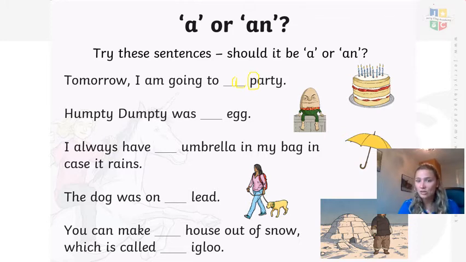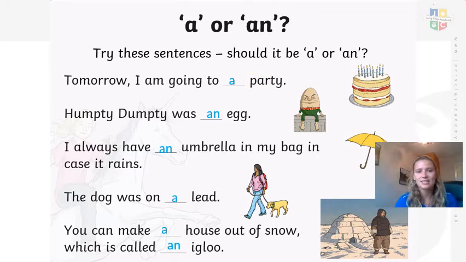If you need to, have a look to see and circle it or underline what your starting letter is of the word following a or an, to see if it's a vowel or a consonant. Please have a go at doing that now. And then once you've had a go, press play and we'll see if you've got it correct.